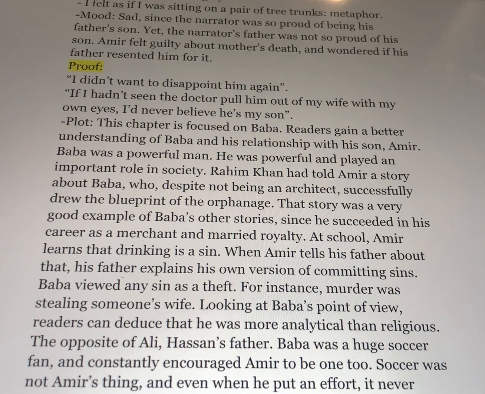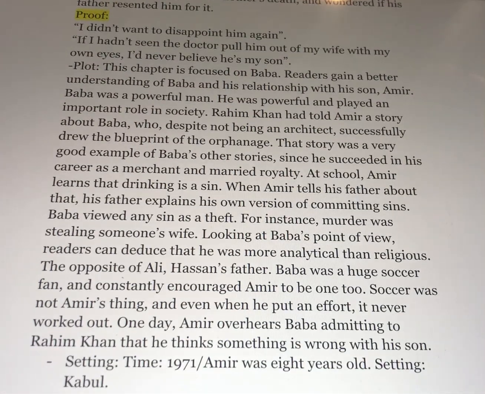Plot. So this chapter is focused on Baba. Readers gain a better understanding of Baba and his relationship with Amir. Baba was a powerful man. He was powerful and played an important role in society. Rahim Khan had told Amir a story about Baba, who, despite not being an architect, successfully drew the blueprint of the orphanage. That story was a very good example of Baba's other stories, since he succeeded in his career as a merchant and married royalty. So everything Baba did was just perfection. The man did nothing wrong, and he was just a very important man. He was intimidating.